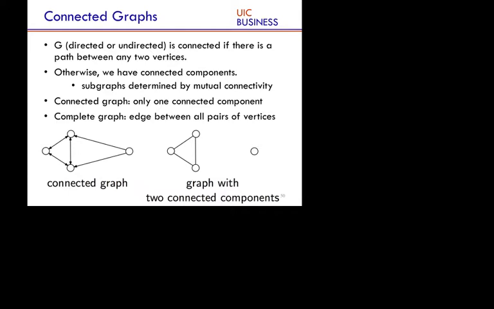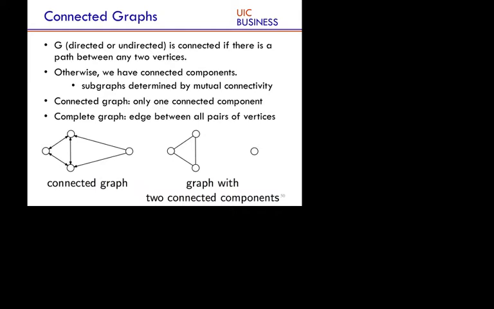If you can't find a path, say you picked two nodes and you couldn't find a path which gets from the first node to the second node, then you may have something called connected components. You may not have a connected graph. In the notion of connected components, you would have a connected graph if you just have one connected component, right? But if you can't get from, let's say, two vertices i to j, then you may have multiple connected components. So it's basically subgraphs determined by mutual connectivity.